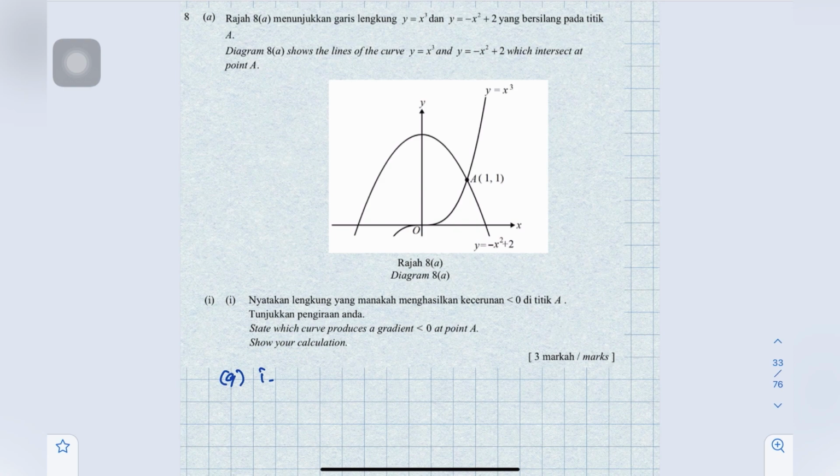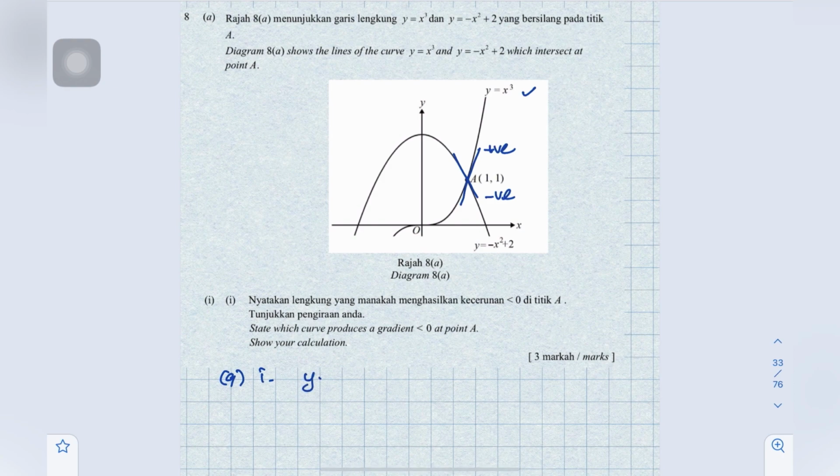So for example, the first curve here, y equals to x cubed, at point A, to find the gradient we need to draw the tangent. Okay, tangent. Straight line that touch at one point. Okay, so this one tangent is positive. The gradient of tangent is positive. Okay, so for curve y equals to negative x squared plus 2, draw tangent. Okay, so then gradient of tangent is negative. Okay, but this one tak boleh lah sebab dia suruh show your calculation kan. So actually we have another way here.